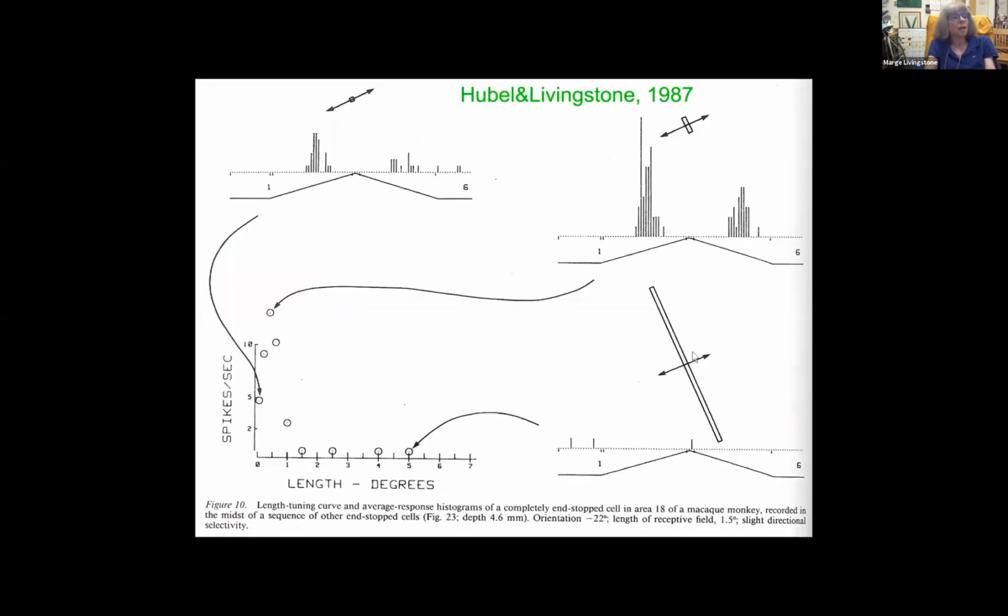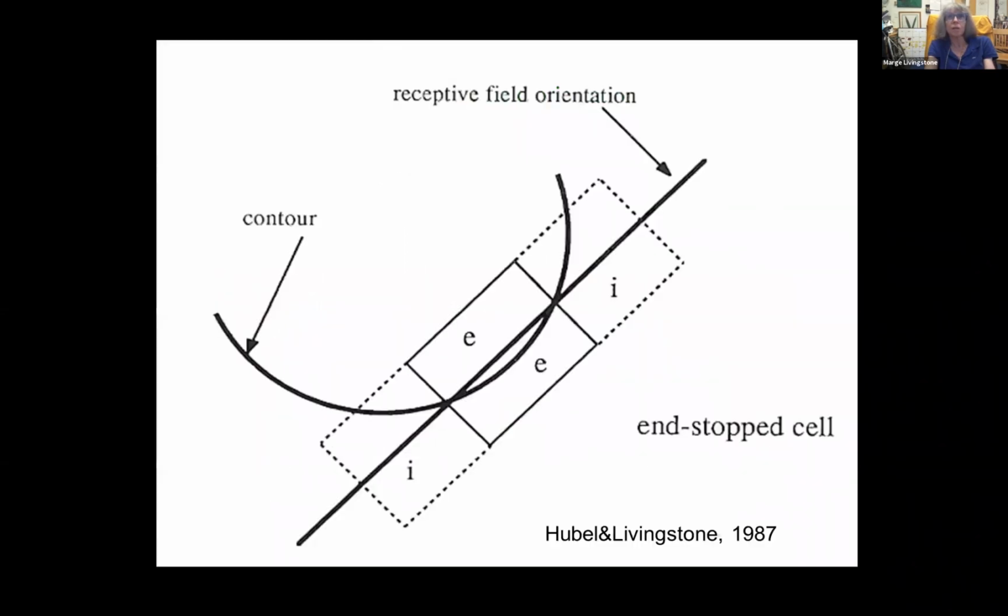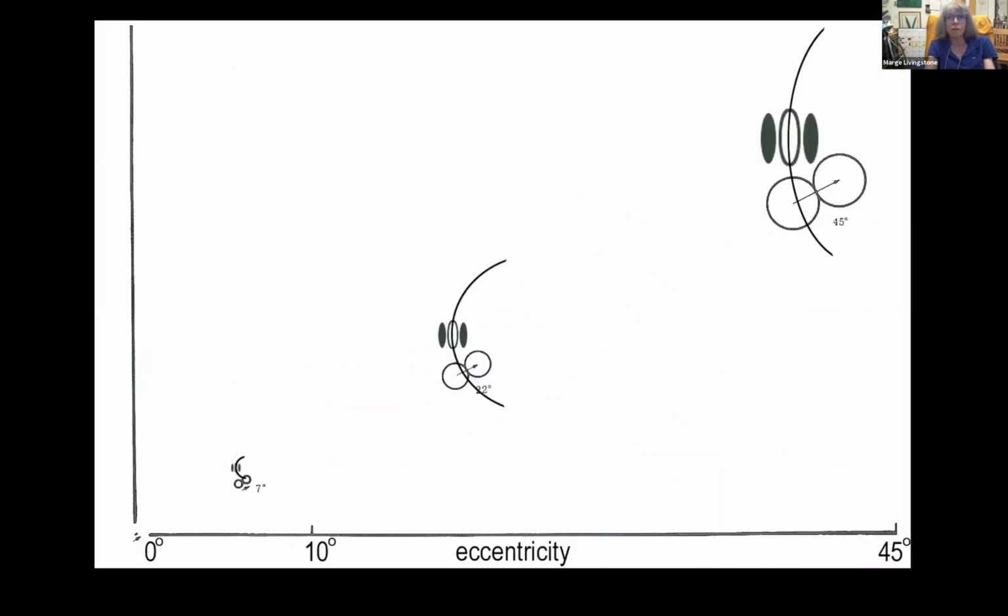David and I found a lot of end-stop cells in V2, maybe more even than in V1. So this cell responds to short bars and not long bars. We found lots of them and they were clustered. We suggested that they would be particularly responsive to curved contours as well as corners. And the degree of curvature that end-stop cells respond to will scale with eccentricity, with central visual field responding to tight curvature and peripheral visual field to straight contours.